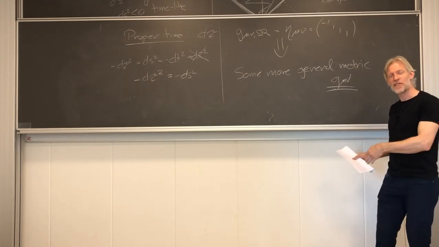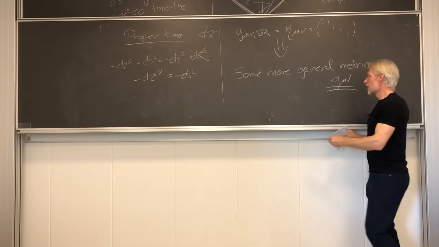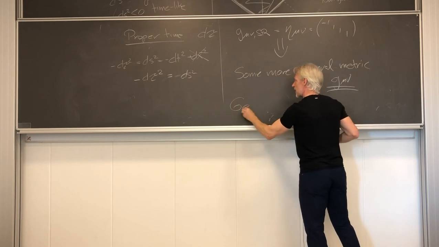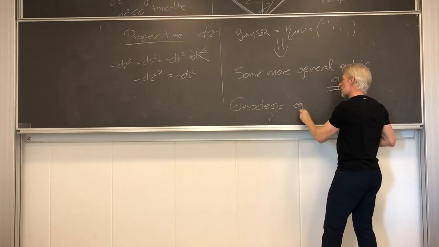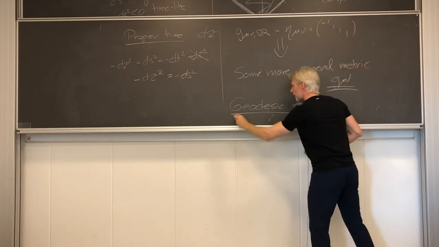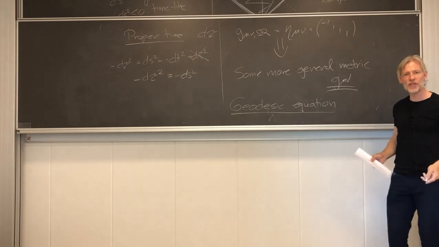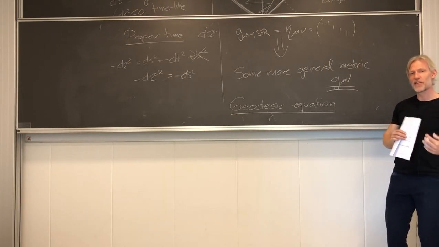And that's the first topic that we'll go through in general relativity. So we will, as the next thing, discuss what is known as the geodesic equation. So that's the equation of motion for a free particle in a more general metric than the Minkowski metric.